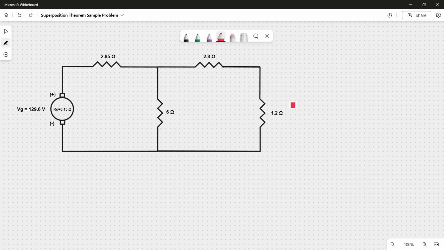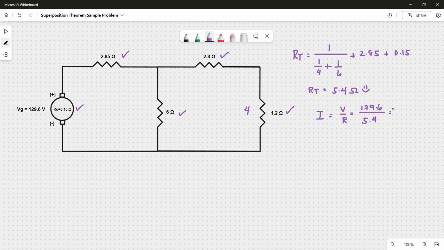So step 1, we have replaced the battery by its internal resistance of 1.2 ohms. Then we can calculate the total resistance of the whole circuit. Since these two are in series, we add them up to get 4. 4 is now parallel with 6, so 1 over 1/4 plus 1/6, plus 2.85 is in series, so we add that up. Also, the internal resistance of the generator, which is 0.15. So we have the total resistance of 5.4 ohms. Now to get the total current, I is equal to V over R. That is 129.6 over 5.4, and this is equal to 24 amps.